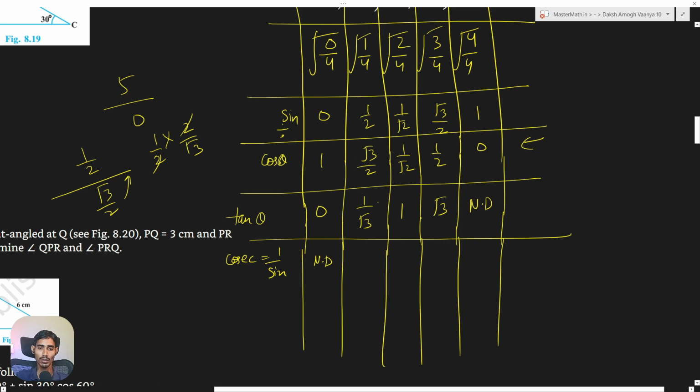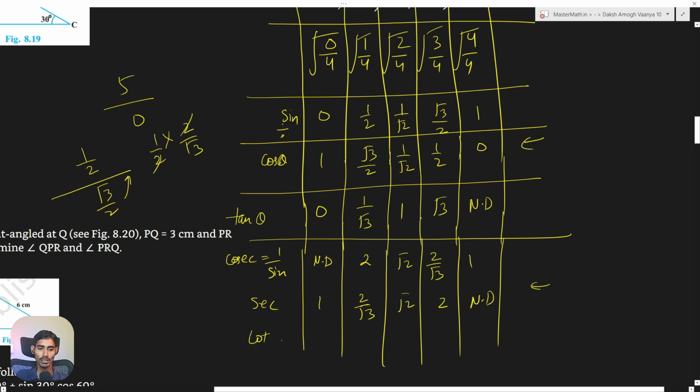1 by 1 by 2 is 2. 1 by root 2 is root 2. Just the reciprocal of this. 2 by root 3. And this is 1. In order to write secant, just write this in reverse order. 1, 2 by root 3, root 2, 2, not defined.